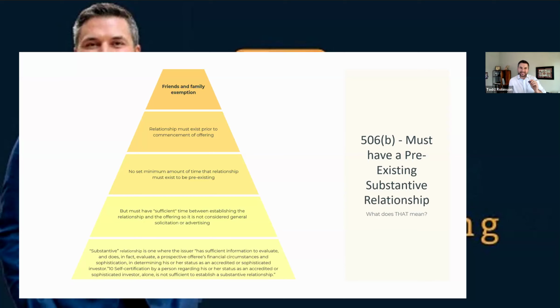But we have read the tea leaves. We have read there's federal cases on this type of issue. We've seen the no action letters by the SEC. So this is my best advice when it comes to what is a pre-existing relationship. There's no set time, but there must be a sufficient amount of time between establishing the relationship and the offering. So it's not considered solicitation. That's what we're trying to guard against, right?